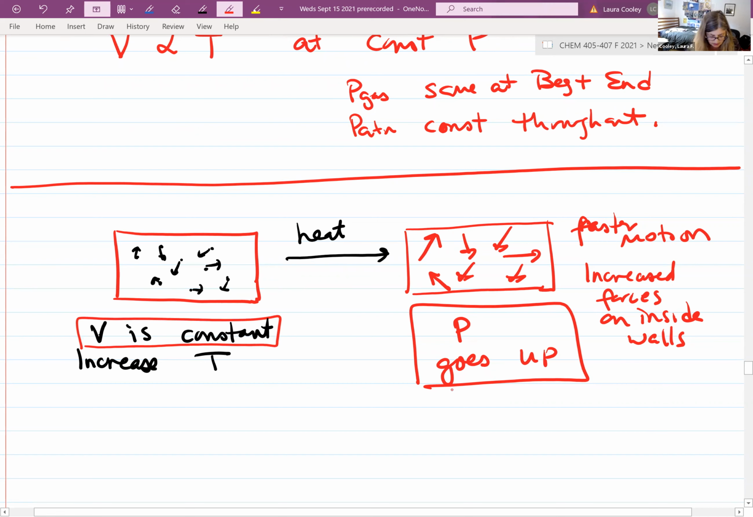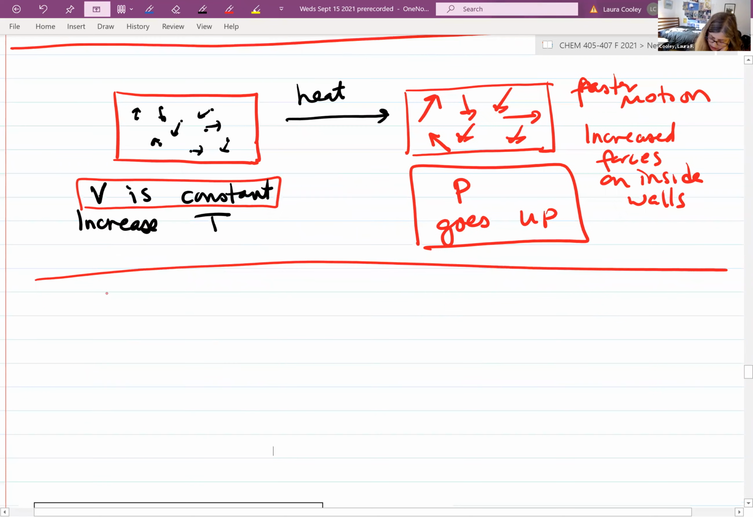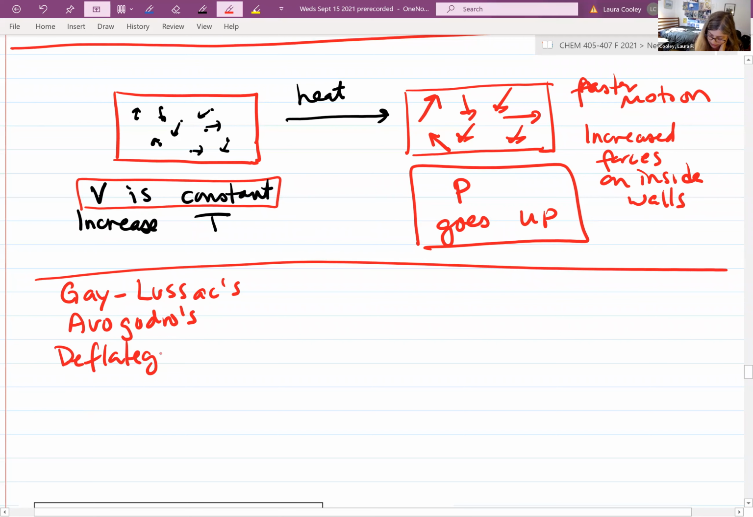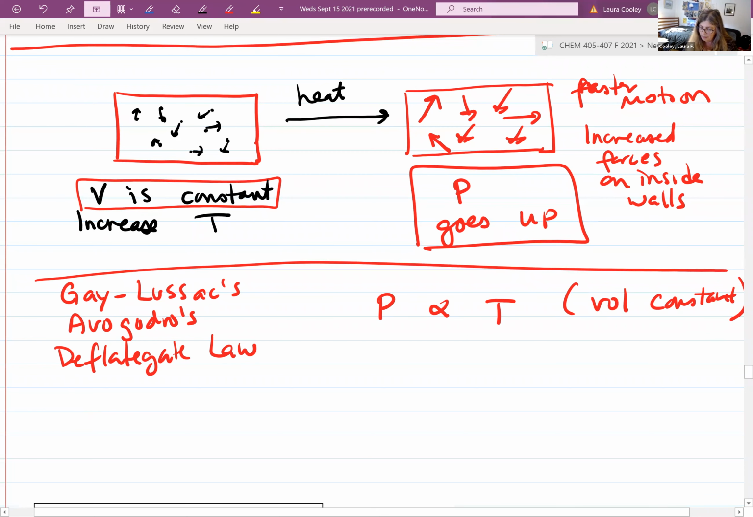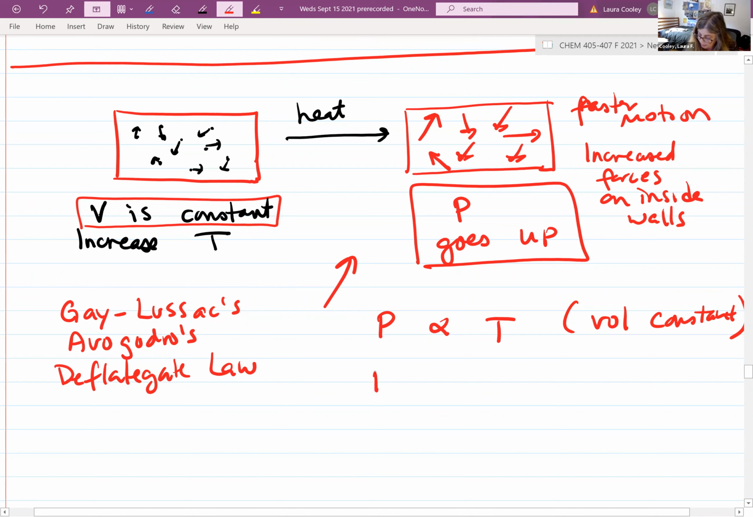And I call this, no, that's different. Okay, wait. So that's another unnamed law. Then there's one called Gay-Lussac's law, which actually is also called Avogadro's law. But I like to call it the Deflategate law, after the New England Patriots, which says that pressure is proportional to temperature if the volume is constant. Yeah, I guess that's what this is actually. It's not a different one. That's the one I was talking about here. So pressure is proportional to temperature.